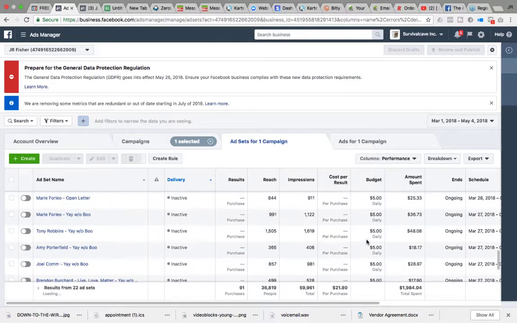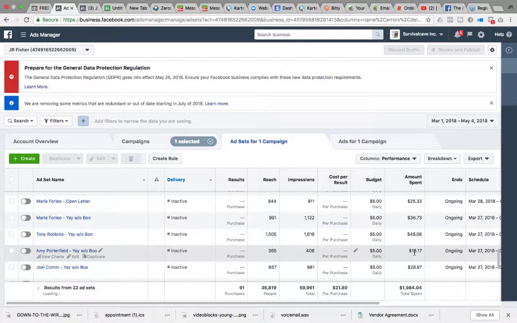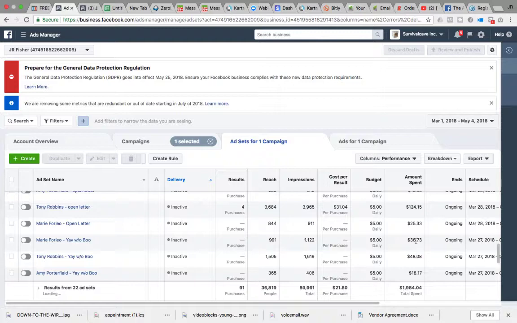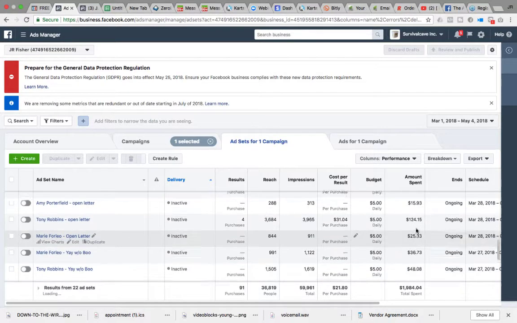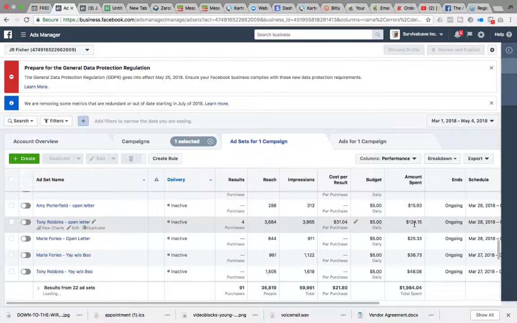So if you notice, all these down here that have like $5 on them, I never increased them. I ran them for anywhere from $20 to $40, $50 maybe. And if I didn't get a return on it, I just killed it. Okay, this one here I did get a return on, and you can see I kept trying it here. I spent $124.15, but my cost per result was $31.04. I only got 4 purchases here. So if my average cart's $24.05, that's going to be a loser.